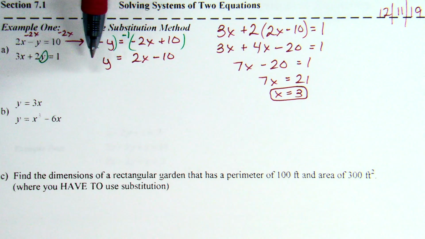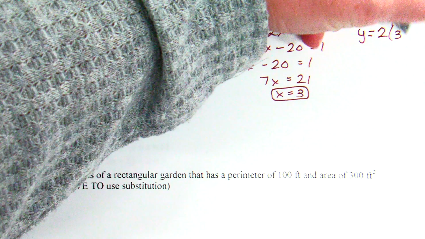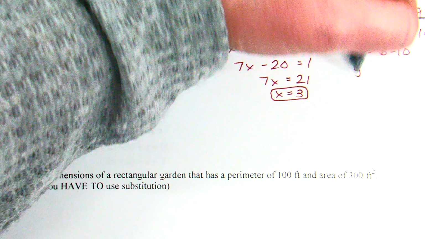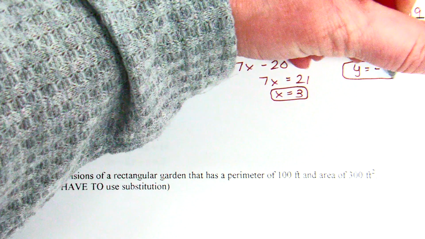I personally would use the y equals. Now, could you use one of the originals as is? Yeah. Okay. I personally like using the y equals 2x minus 10. So 2 times 3 minus 10, 6 minus 10. So we end up with negative 4. How should I express my answer? Ordered pair of 3, negative 4.